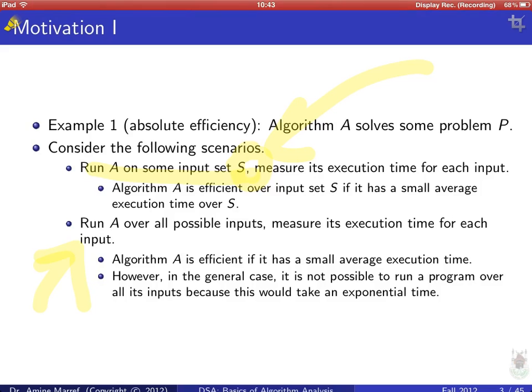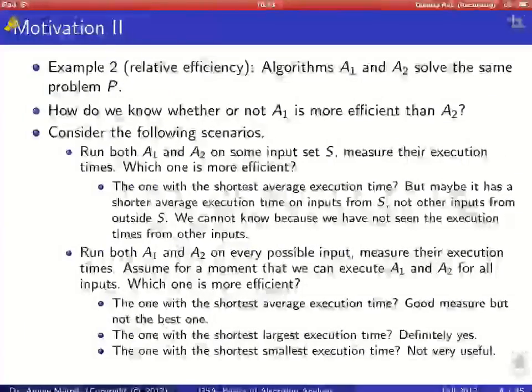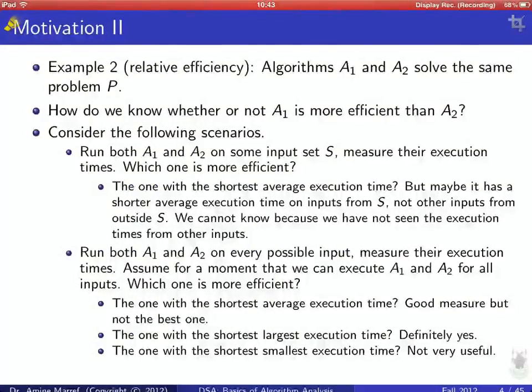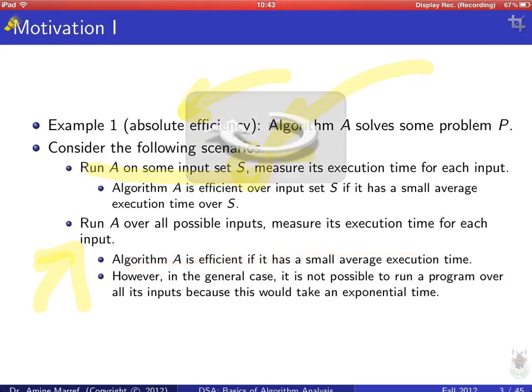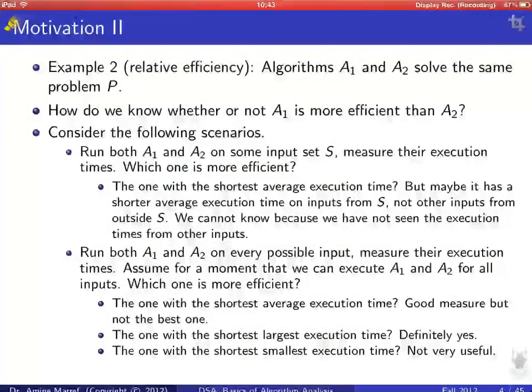Is it the one with the shortest average execution time? Is it the one with the shortest largest execution time? Or is it the one with the shortest smallest execution time? Each algorithm has a shortest execution time, which is the smallest time it's going to take. Programs will not take the same execution time for all inputs. Some inputs will cause loops to be executed, some will cause loops not to be executed, etc. To give you an example, just assume a program P.